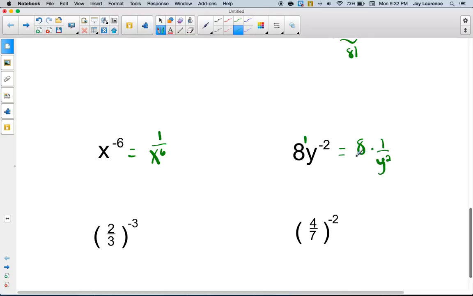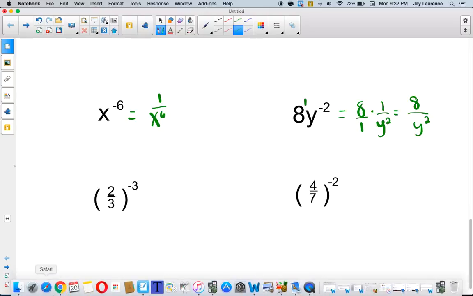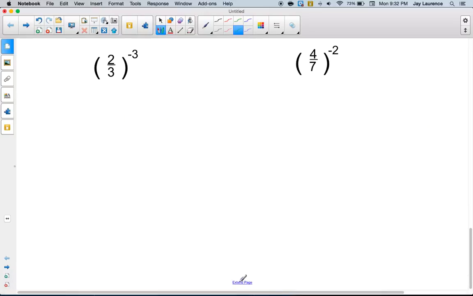Or better yet, I could put that 8 over 1, and I could multiply and get 8 times 1, and 1 times y squared, which is y squared. Do you see that? That's actually kind of simple. It's so simple, it's brilliant. Let me do another one here really quick. Let's say we had 12 x cubed y to the negative 3rd z to the negative 5th.